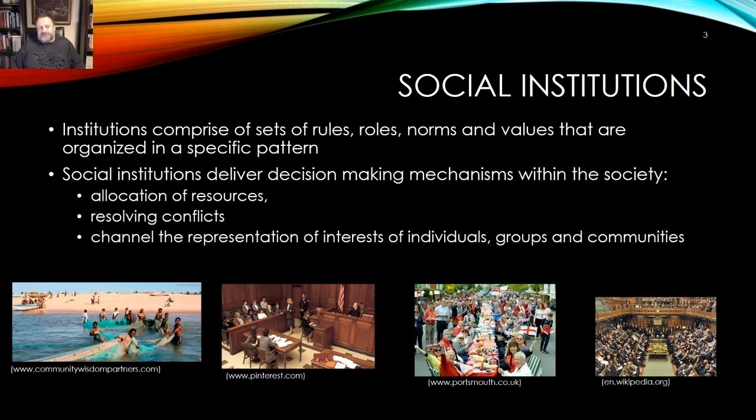And generally, these social institutions are used to channel the representation of interests of individuals and groups of individuals. So, for example, if you consider communal fishing, there are several groups which like to use the same fishing area, and they decide how to manage the representation of interest and how to resolve conflicts and how to allocate resources across the whole fishing population.